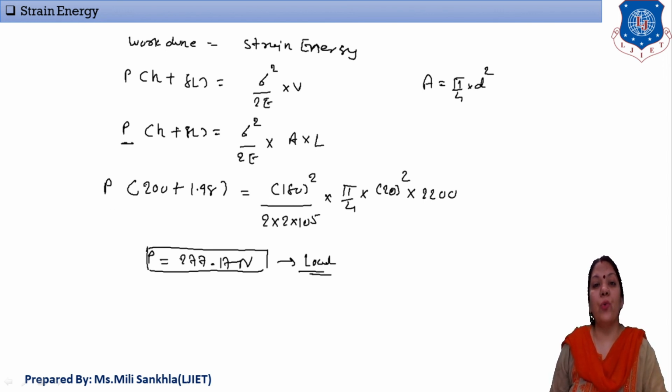Today we solved two examples. Now in the next session we solve another type of example. Just now we stop here.